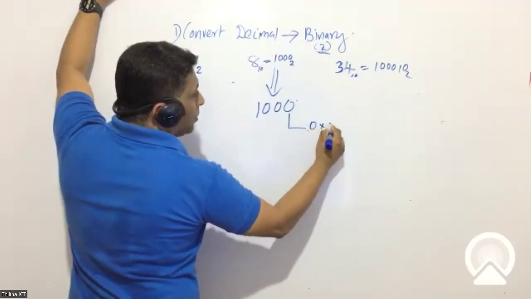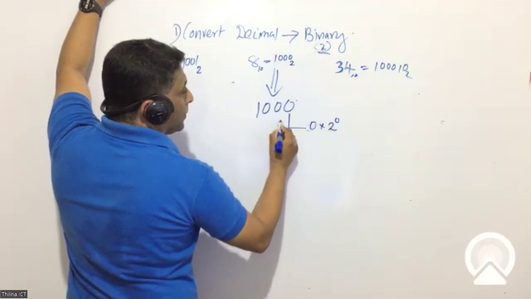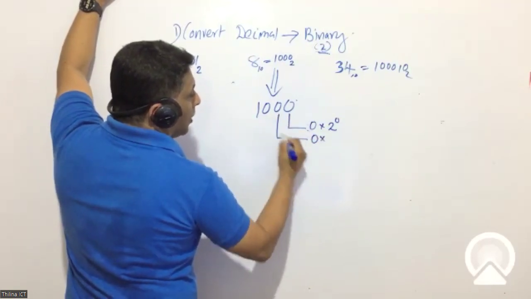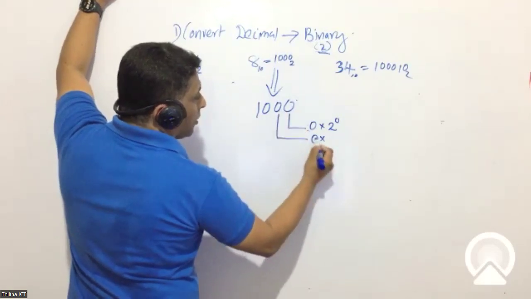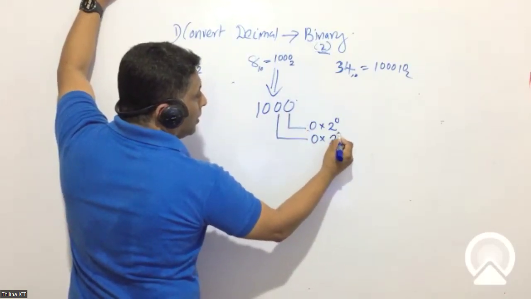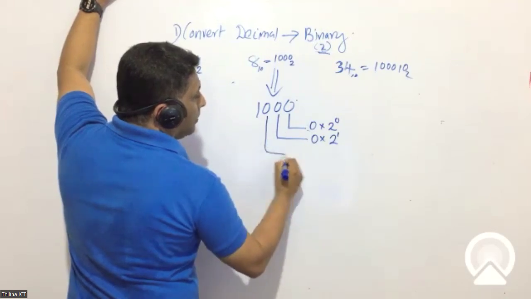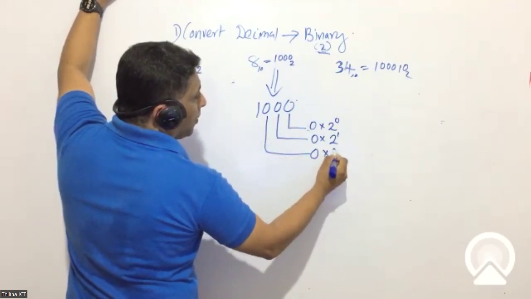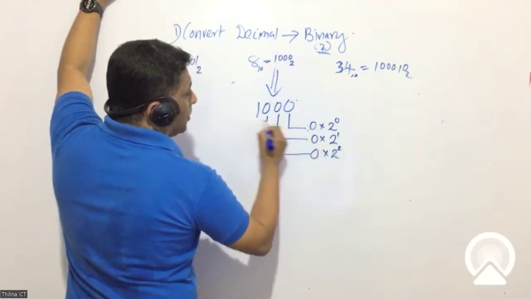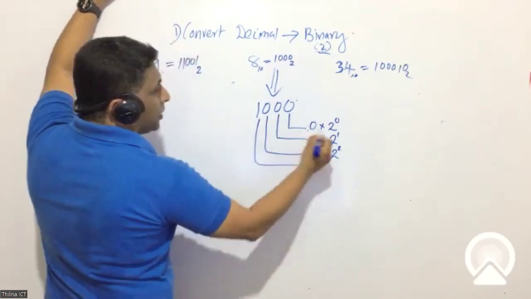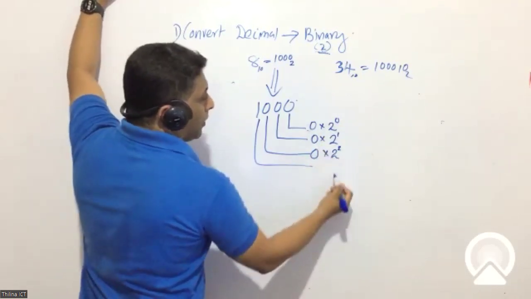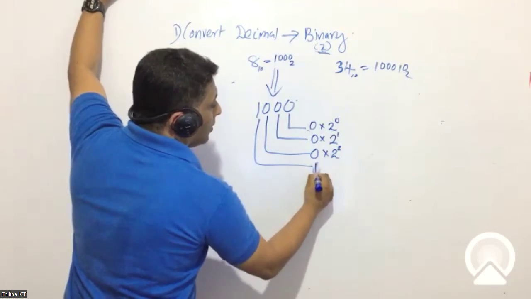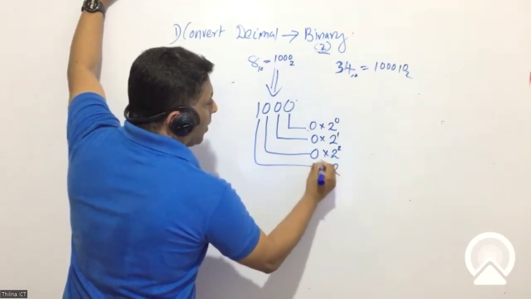0 into 2 to the power 0. This position, 2 to the power 1. 0 into how many zeros? What's the value? 0 into 2 to the power 1. Here, 0 into 2 to the power 2. Increase the position, the weight has to increase. Position value is increasing. 1 into here, 1 into 2 to the power 3.